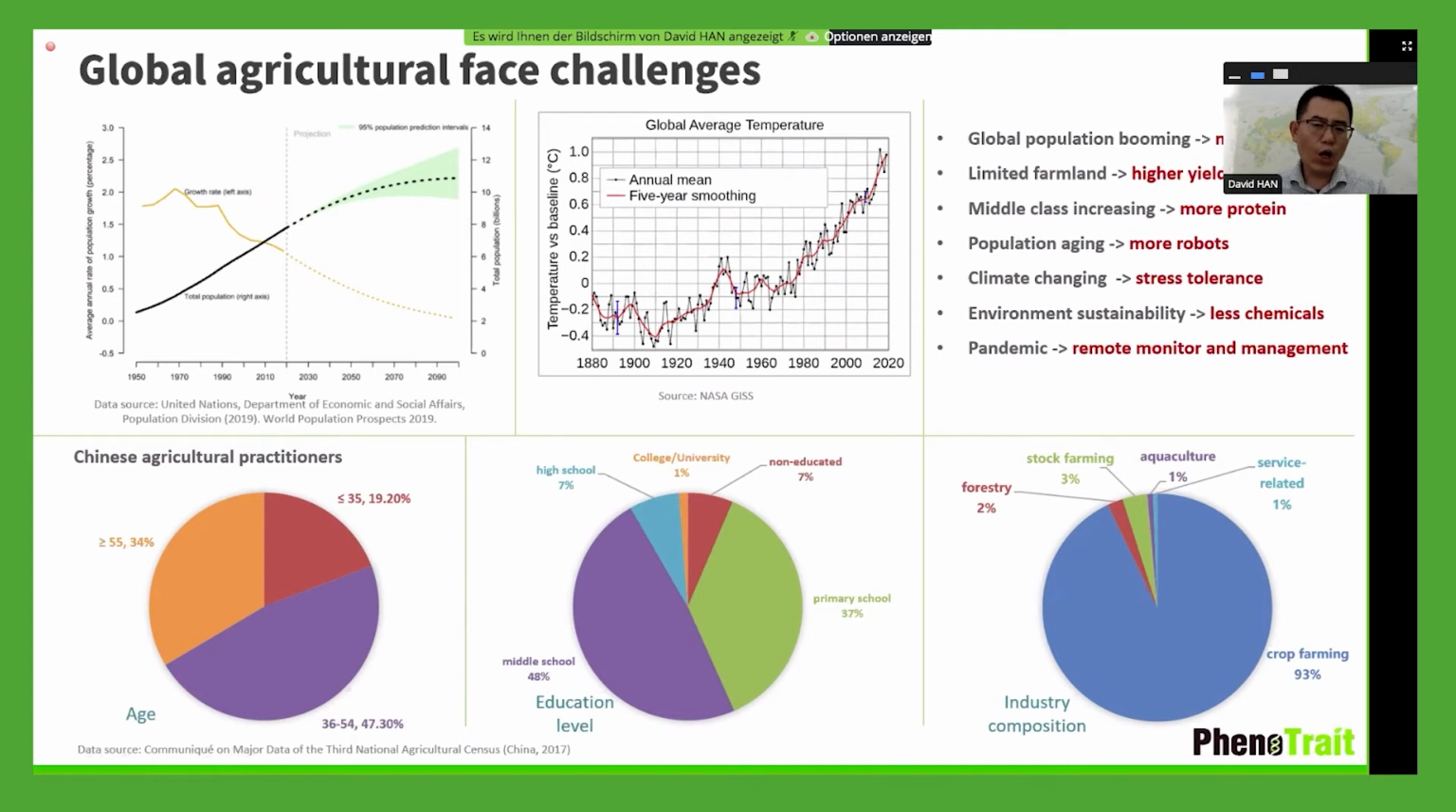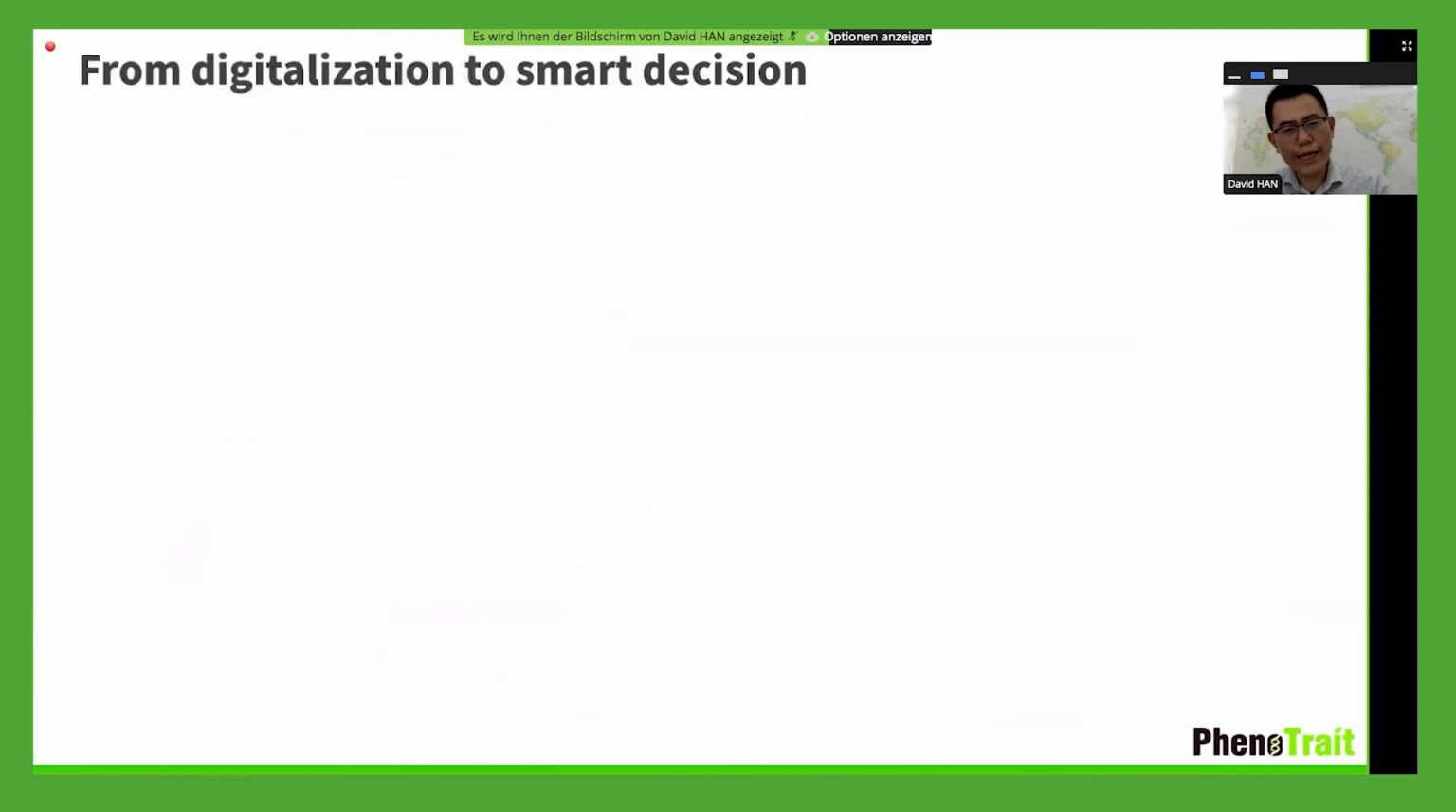And this year we all met a pandemic. So many farmers, many breeders hope to remotely monitor their crops and do the management automatically. So agriculture faces challenges, and what we need is to make agriculture more digital, more smart.